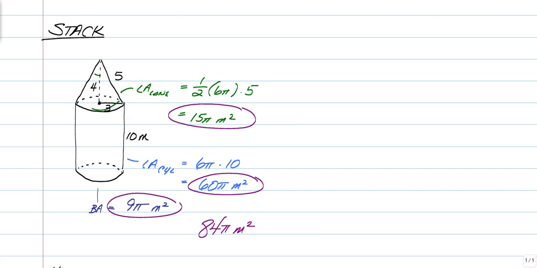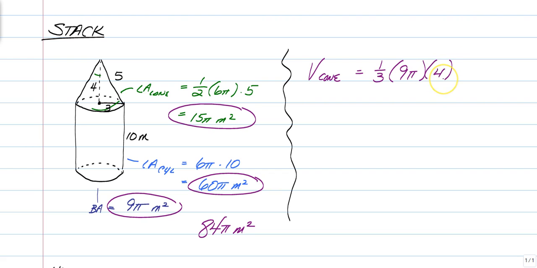Now to do volume, volume is actually much easier. All you have to do is find the volume of each shape and add it together. So if you wanted to start with the top, the volume of the cone is 1/3 times the area of the base, which we know is 9 pi, times the inside height of the cone, and we just multiply that together, and we get 12 pi meters cubed.